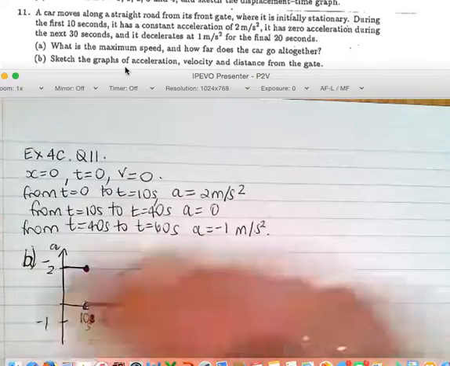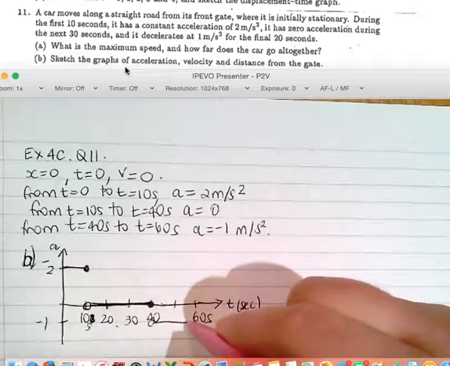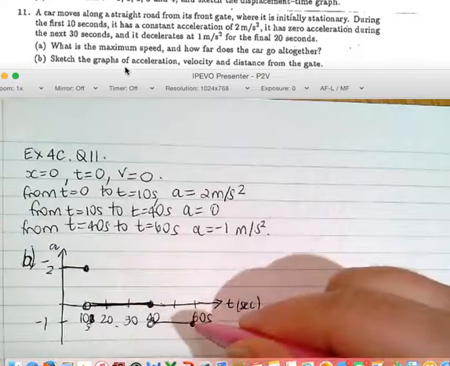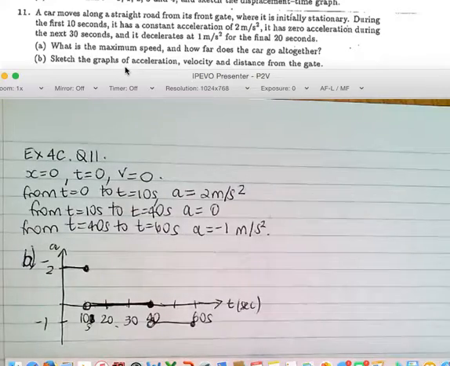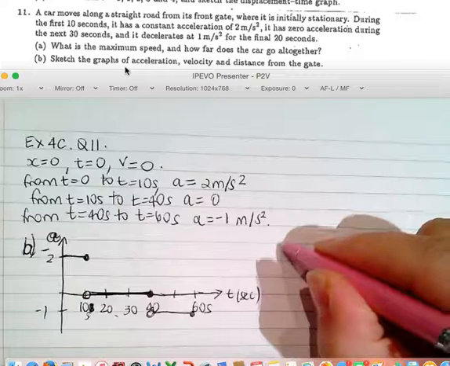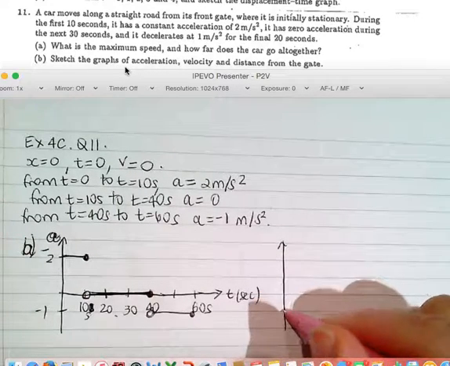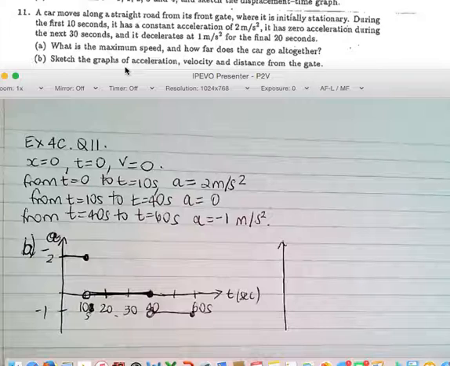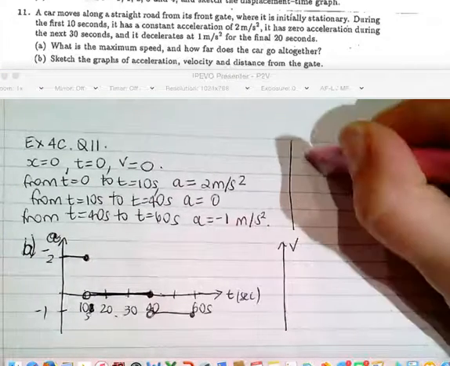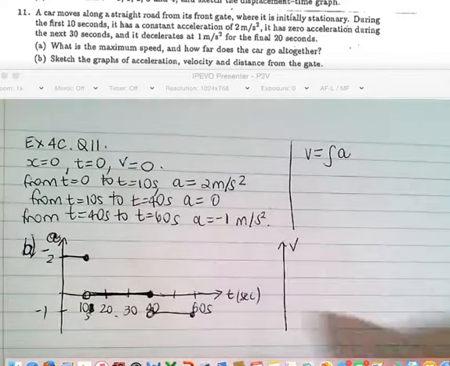And then from time 40 to 60 seconds, we've got an acceleration of -1. So open circle there at 40 and closed circle there at 60. Okay, now that's our acceleration graph. Now, as I was saying, we know that the velocity is the integral of acceleration.